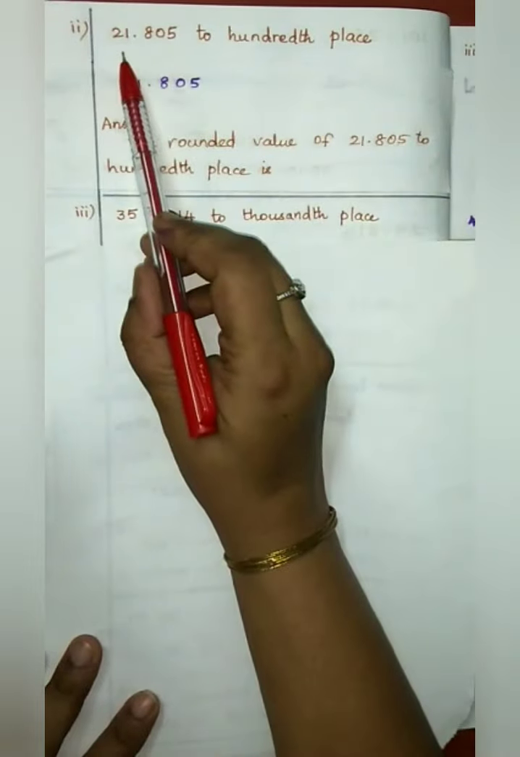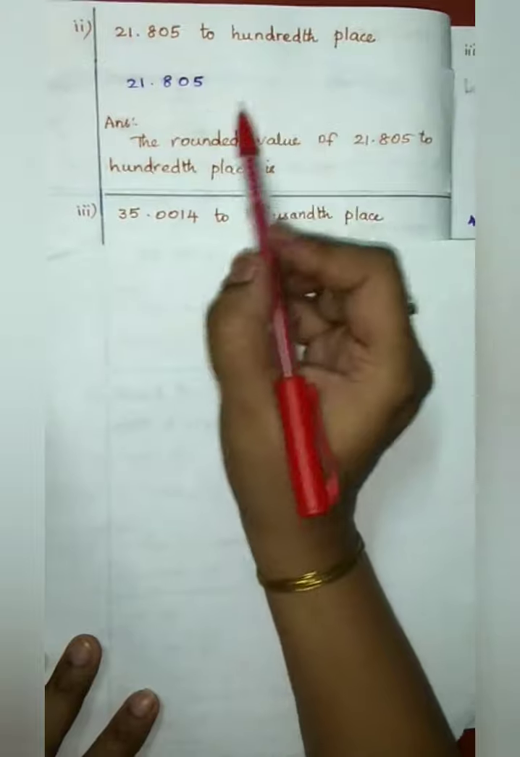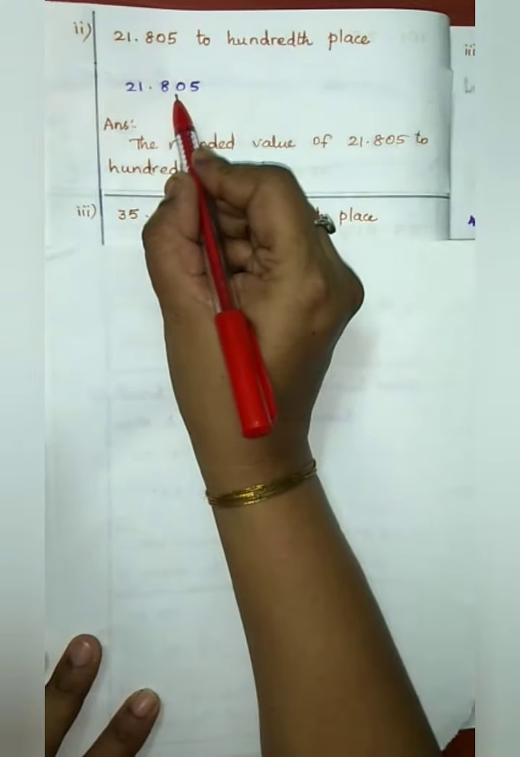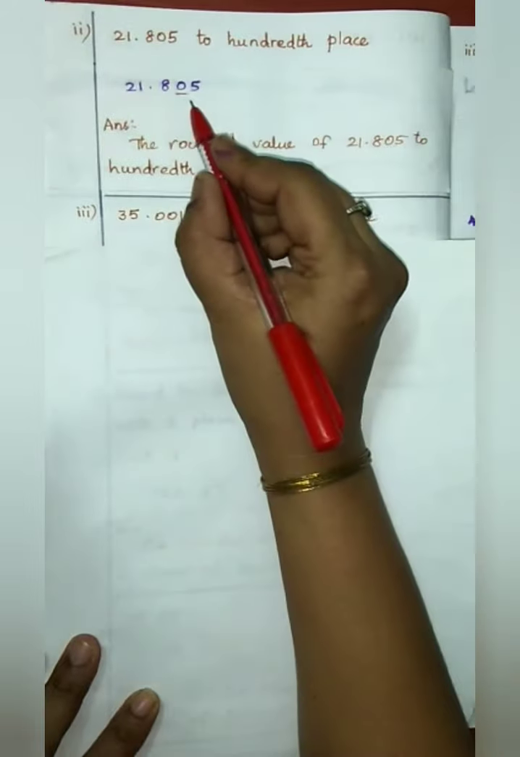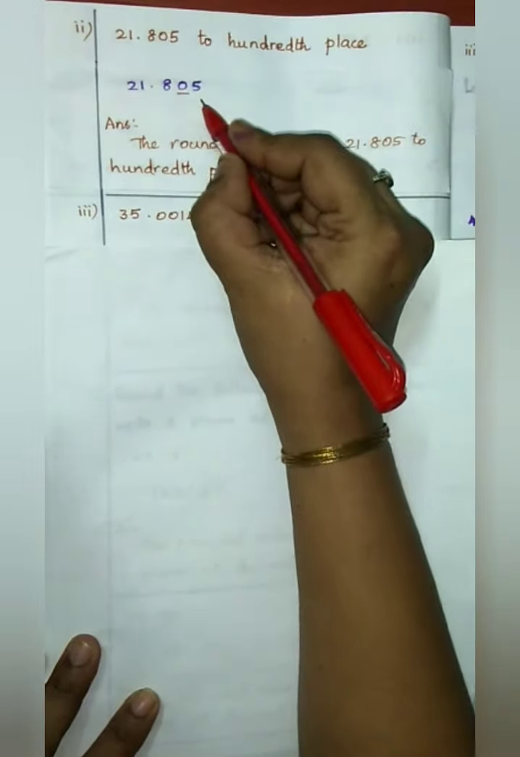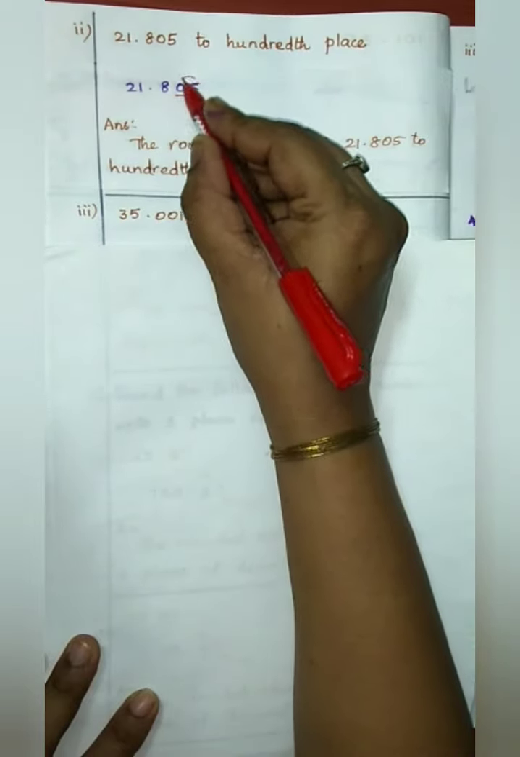Second subdivision, 21.805 to 100th place. First underline the digit in 100th place. Here 0 is in 100th place. Look at the digit next to the 0. We have 5 here. So add 1 to this 0.